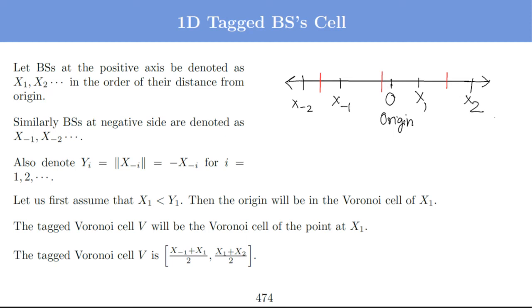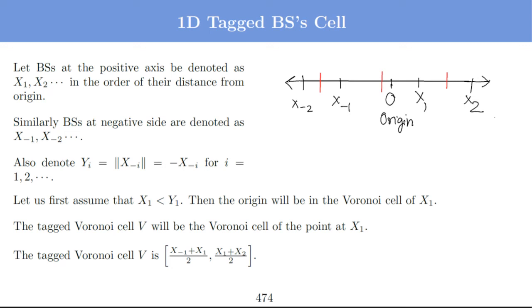So if the user is there, it will connect to the closest base station. Now the closest base station can be x1 or x minus 1 depending on whoever is closer. So if x1 is closer than x minus 1, which means x1 is less than y1. Remember, y1 is the absolute value of x minus 1, which means it is the distance from the origin. So if the distance of x1 from the origin, which is x1, is less than the distance of x minus 1 from the origin, which is y1, then the origin will be associated with x1, which means that origin will be in the Voronoi cell of x1.